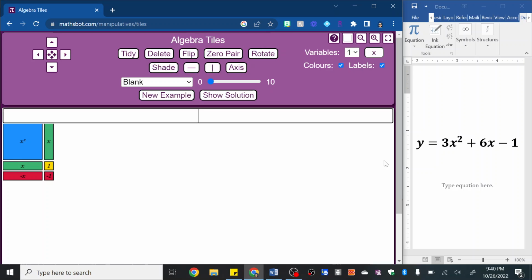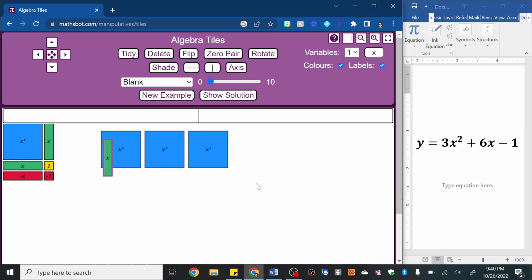So what I'm going to do first is drag out the amount of tiles relative to what I have of my quadratic relation. So I have 3x squared. That means I need 3 of these blue tiles. So I have 1, 2, and then 3. Then I have positive 6x, which means I need 6 green x tiles.